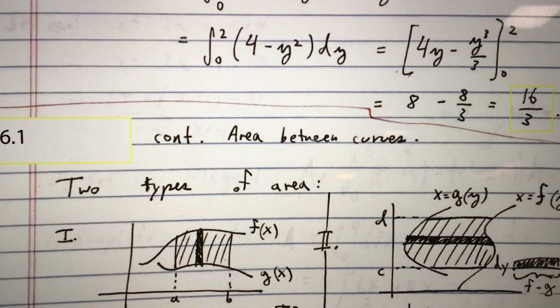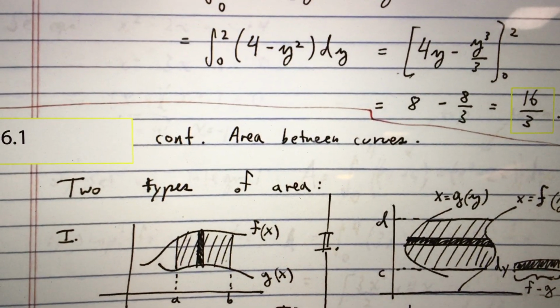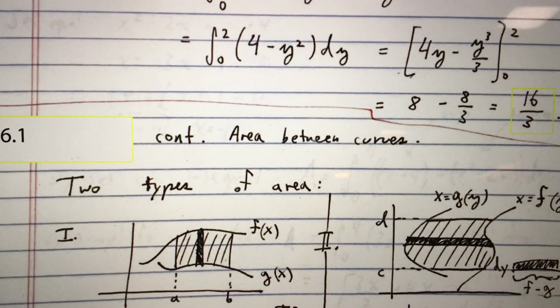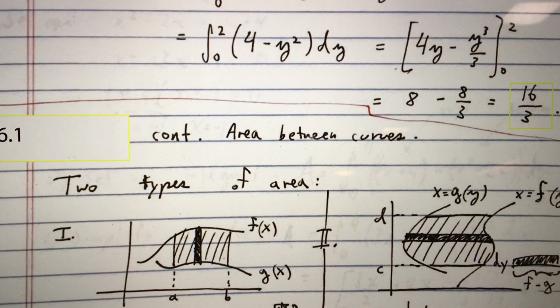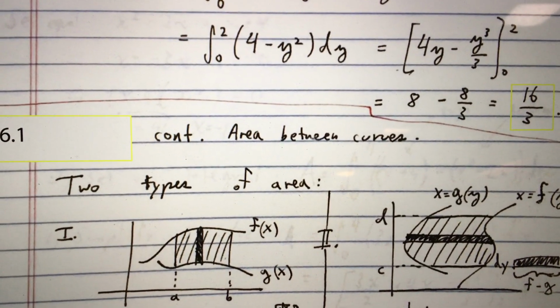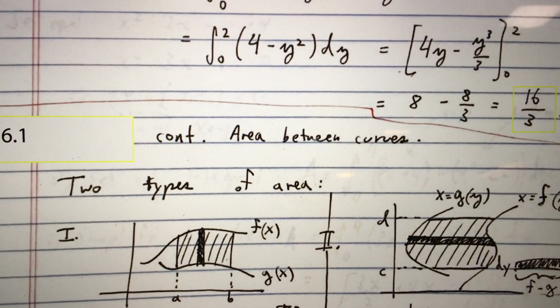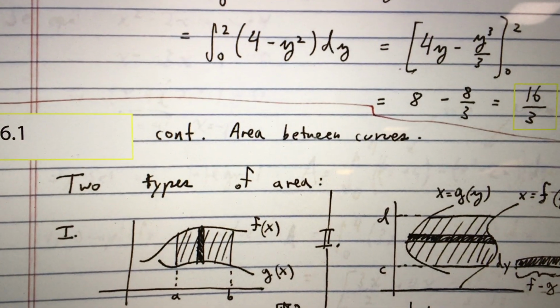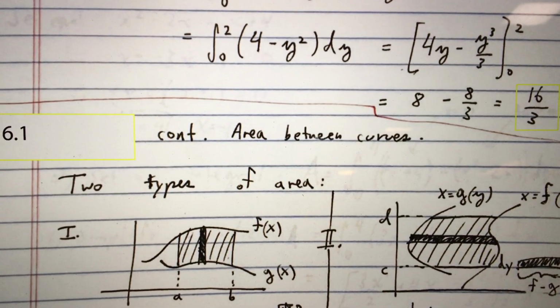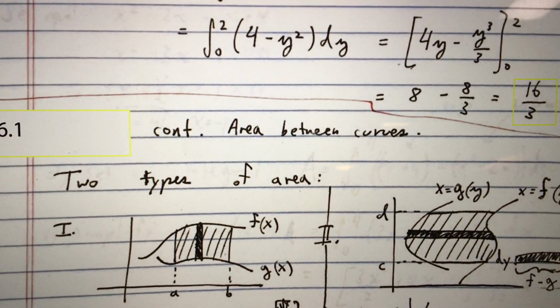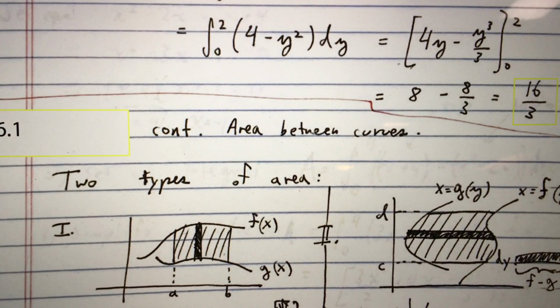In our previous example, we actually got the same answer three different ways. We got 16 thirds. Now, two of the ways were an integral with respect to x and an integral with respect to y. The way in the middle was just two integrals with respect to y that turned out to be the same integral, the same as the single integral with respect to y. And this is a general principle.